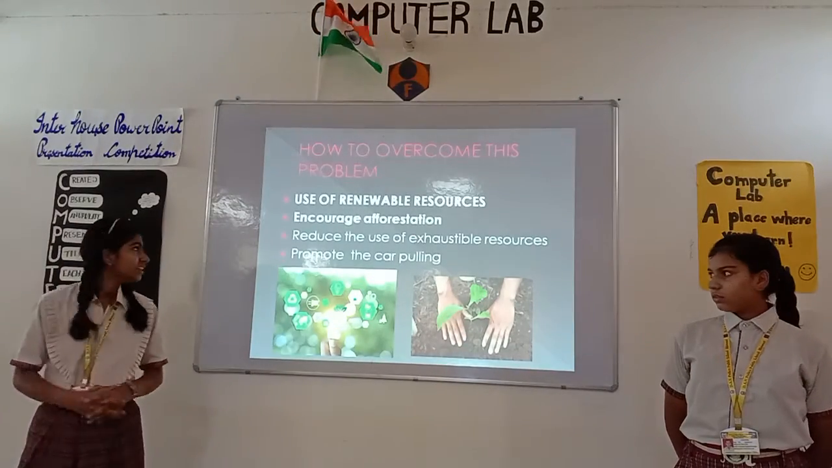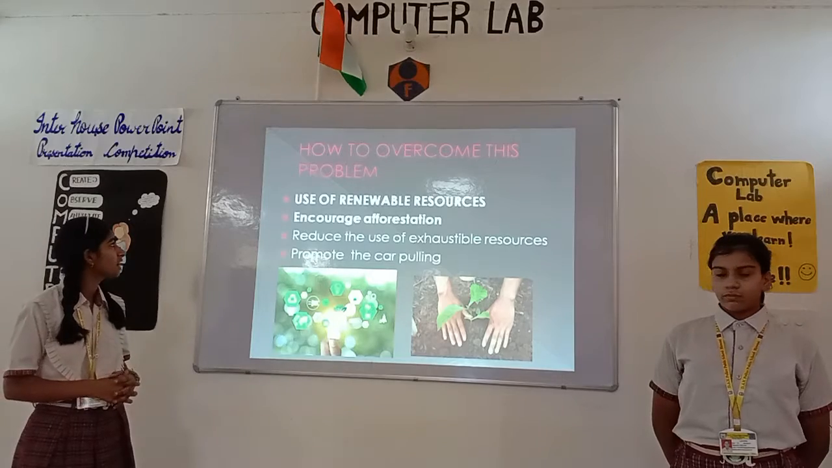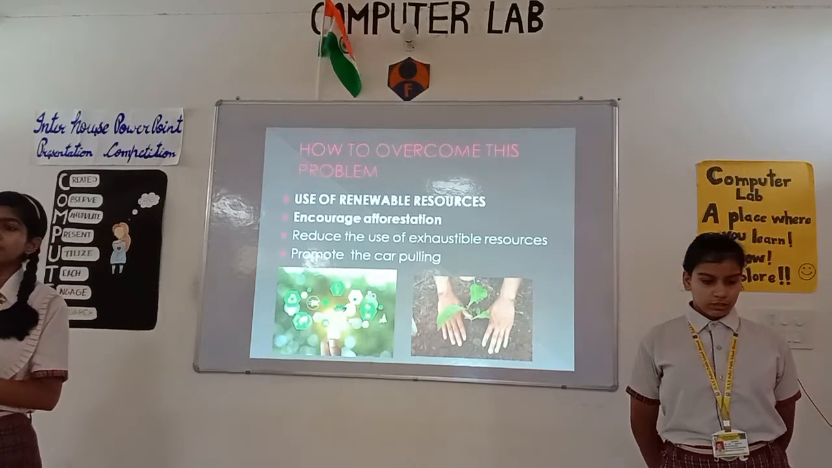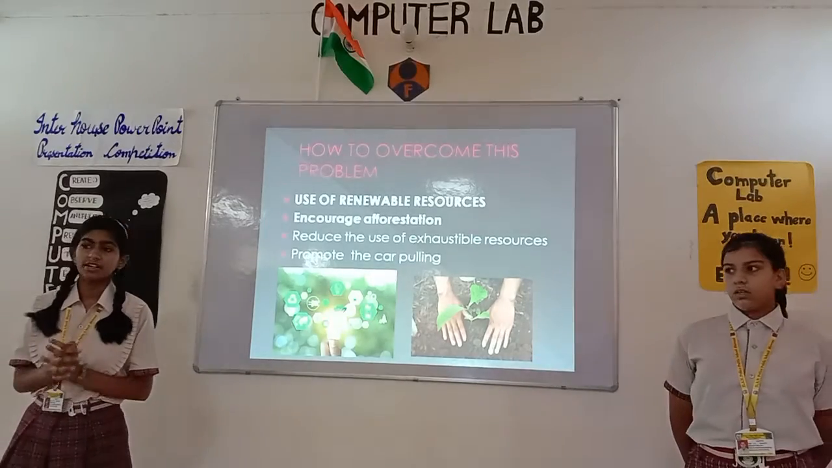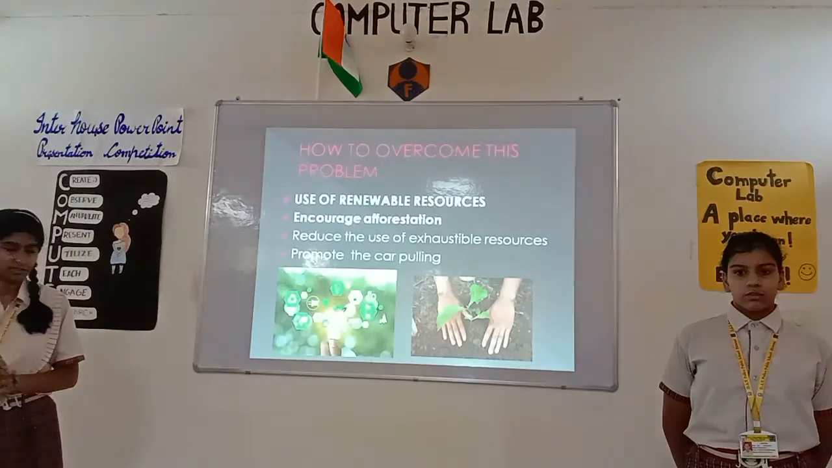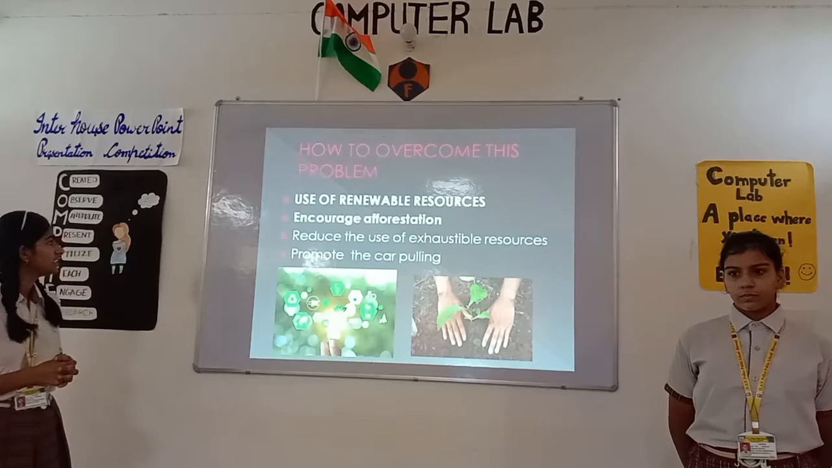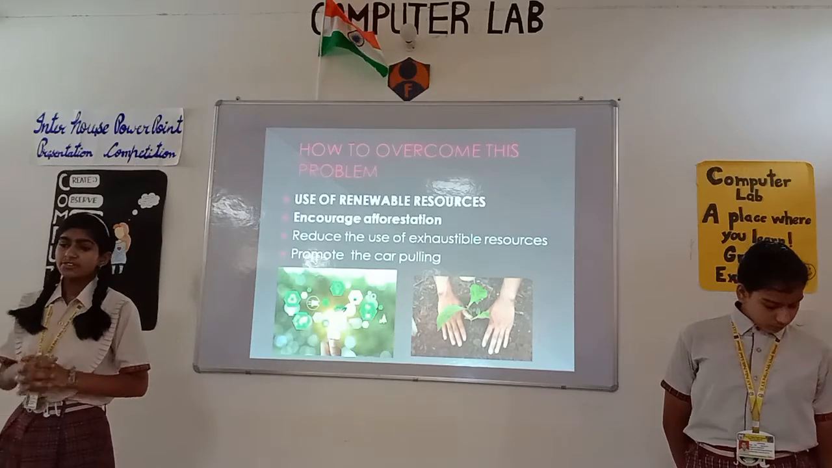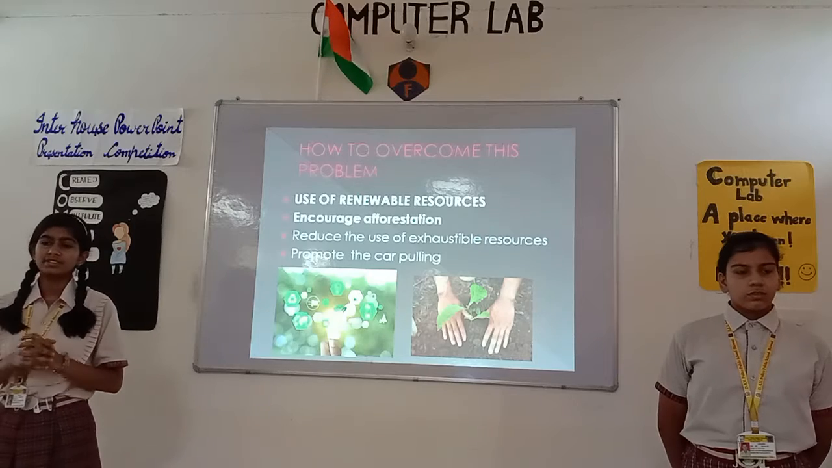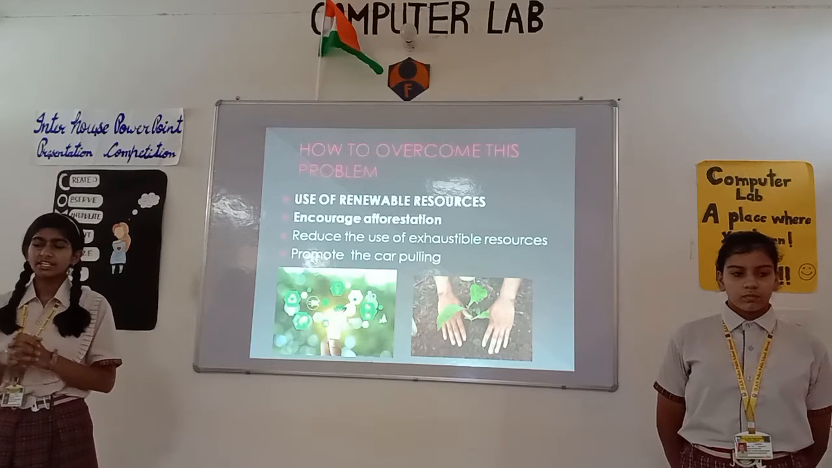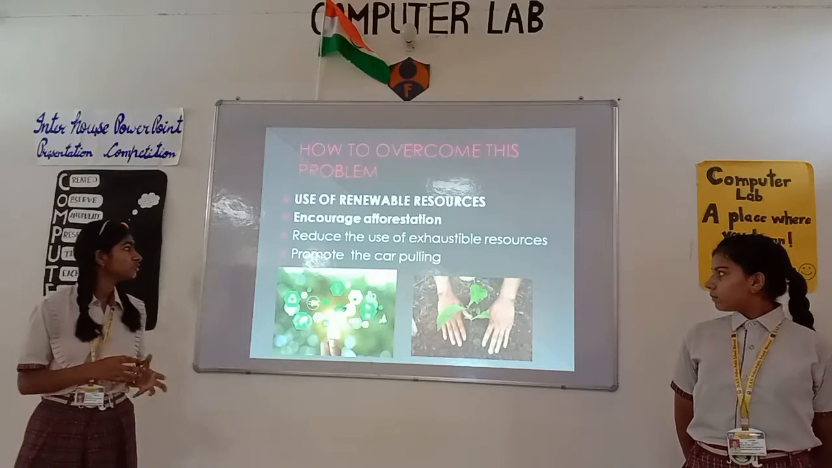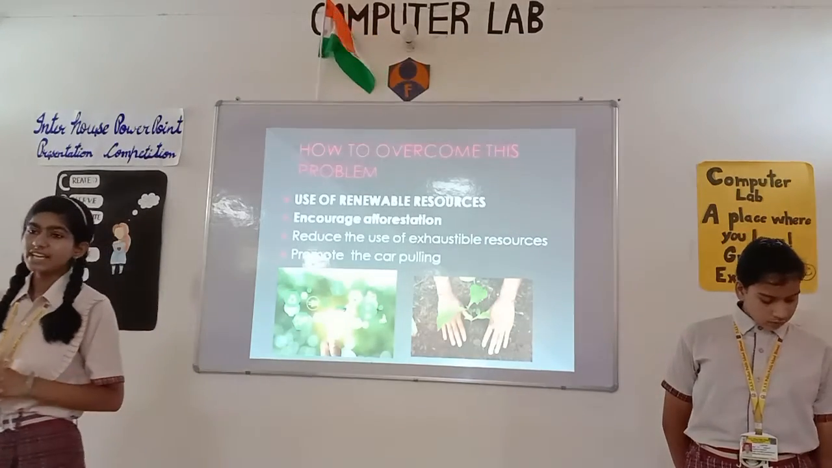Hey, I'm back again. So let's talk about how to overcome these problems. As global warming is a very great problem, we need to solve it so that we can secure our future and our future generations also. So the first point is to use renewable resources. Renewable resources are resources that can be renewed or replenished in a short interval of time. So we need to use resources that are renewable.